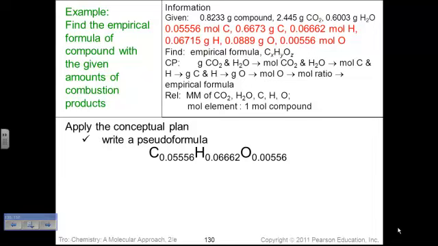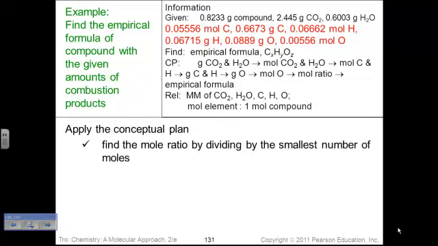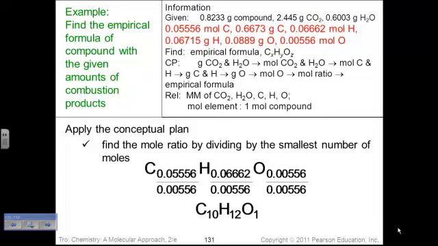What's the smallest number of those 3? The oxygen. Divide through by the smallest and see what you find for a whole number ratio. And you will have your empirical formula. When you divide through by the smallest number, did you find a formula that gave you all whole numbers? C10, H12, O1. C10, H12, O.